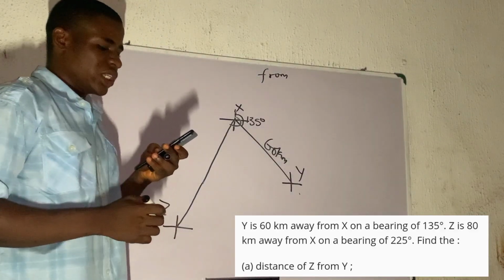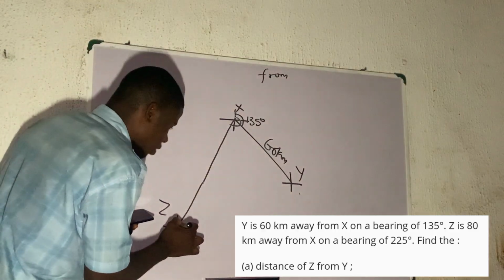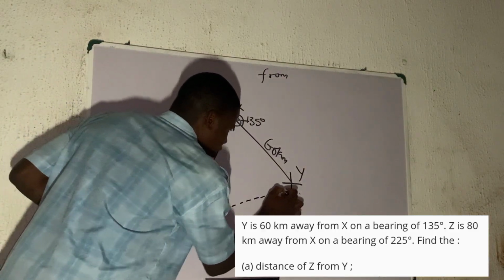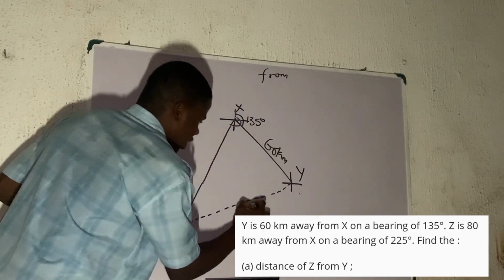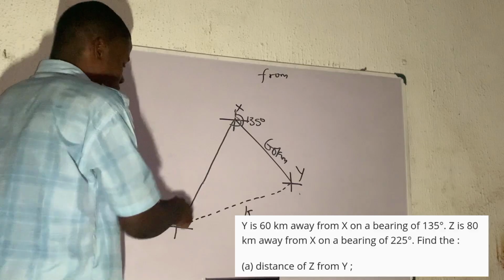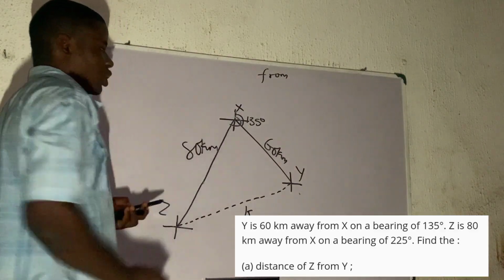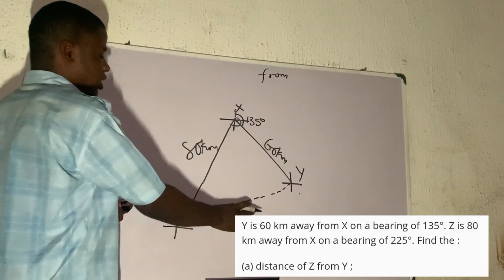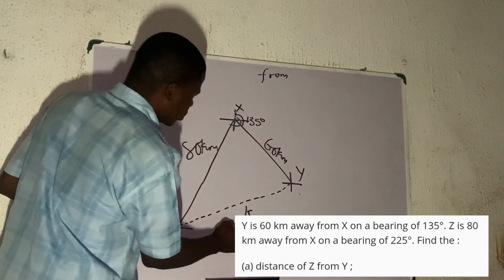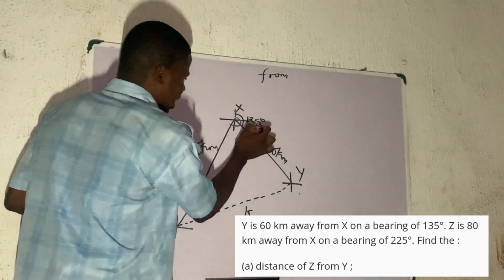Now, the first question they ask is, we should find the distance of Z from Y. So if you join these two points, that's the distance of Z from Y. Let's call it k. And we should find it very fast. Don't forget the distance between X and Z is 80 kilometers, what they told us. Does it make sense? Now, for us to find the distance of Z from Y, which I called k, I'm seeing the cosine rule here. And before we use the cosine rule, we must find the angle inside here.